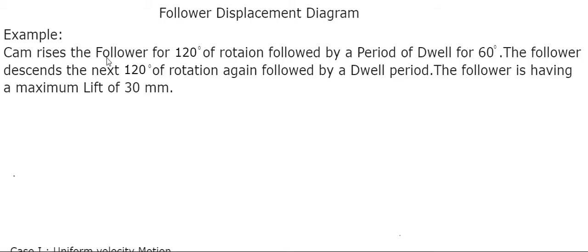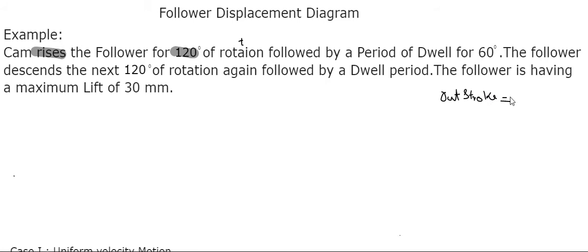So cam rises the follower for a 120 degree of rotation, followed by a period of dwell for 60 degree. Then the follower descends the next 120 degree of rotation and again followed by a dwell period. So the follower is having a maximum lift of 30 mm. In this we need this data, that is 120, that is for rising, that means outstroke.